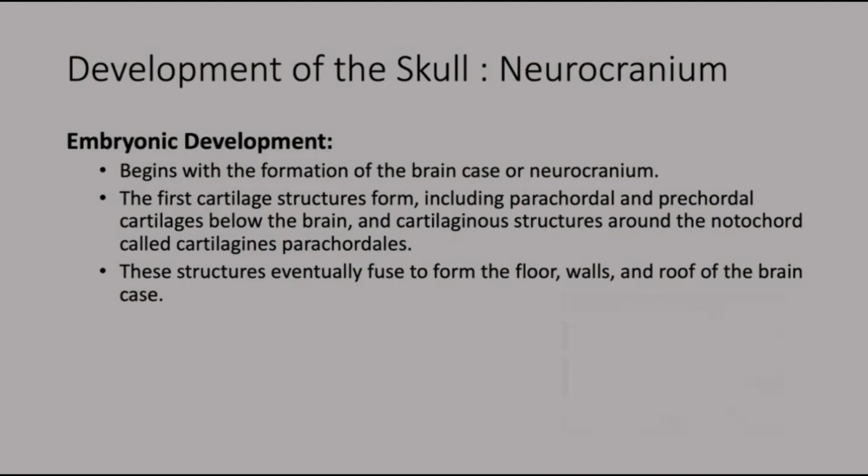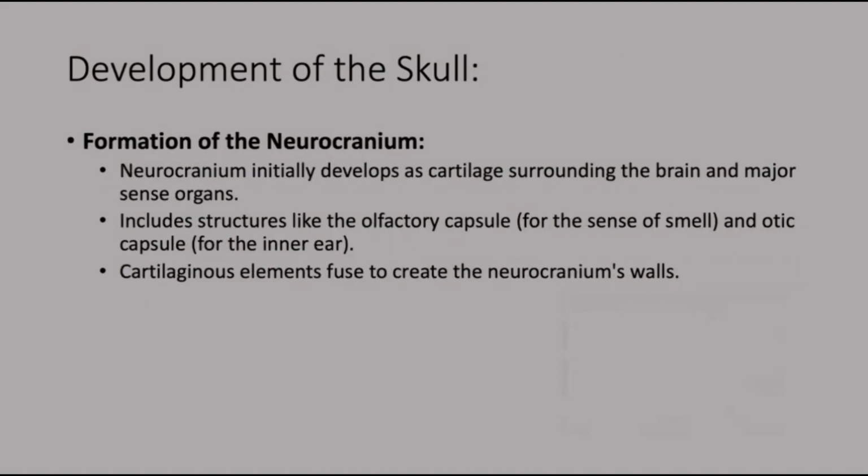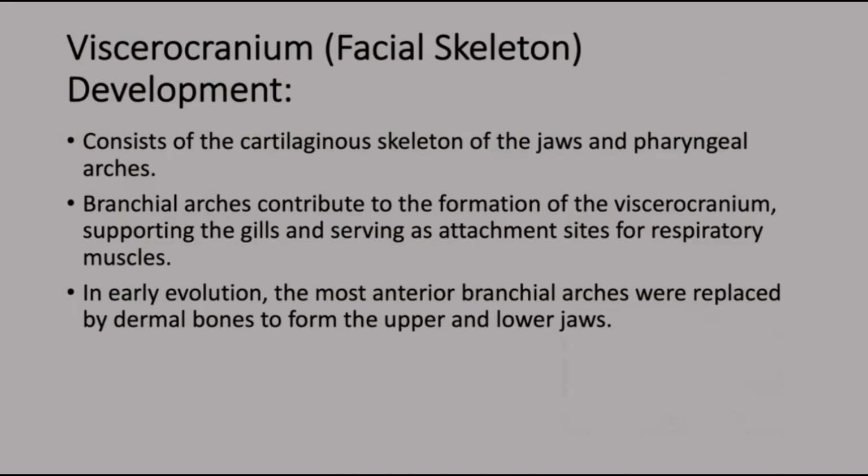Okay. Now, the formation. So the neurocranium initially develops as cartilage, as we said, and then it will surround the brain and the major sense organs. It includes structures like the olfactory capsule that we need for the sense of smell, the otic capsule, which we need for the inner ear. And then the cartilaginous elements, as we said, the paracaudal and the precaudal are going to come together and create the neurocranium's walls.